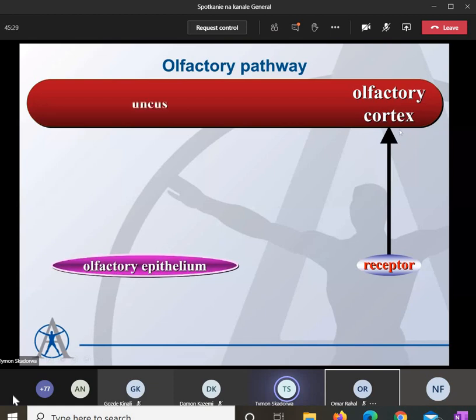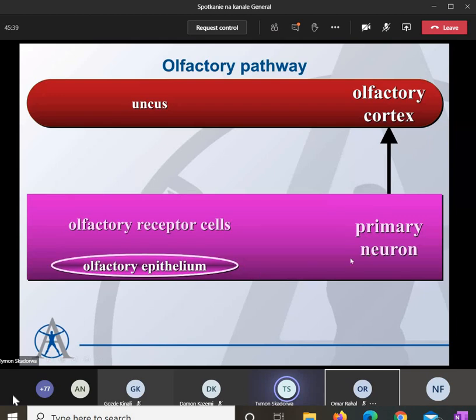And the olfactory cortex is located in the uncus and adjacent parts of the cortex, which is called the entorhinal cortex. So here we have the primary neuron, and the olfactory receptor cells send out some dendrites to the olfactory epithelium, right? So the dendrites are the first stage in the transmission to olfactory receptor cells, and they produce axons that are known as olfactory nerves, which form the first cranial nerve.